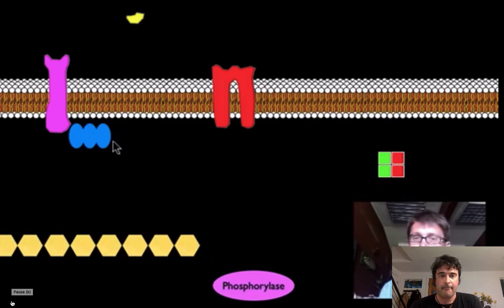Do you remember what that's called? That's right. It's called the G protein. And so what will happen is that ligand will attach to the G protein. It's got a number of different subunits. This one right here on the end is called the alpha subunit. Don't worry about knowing that.